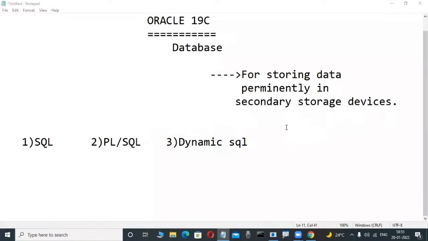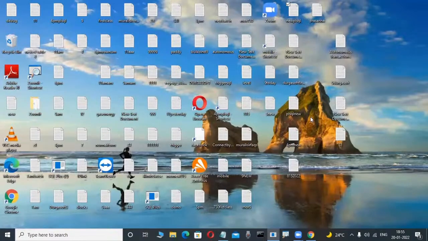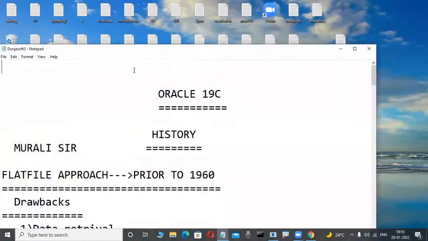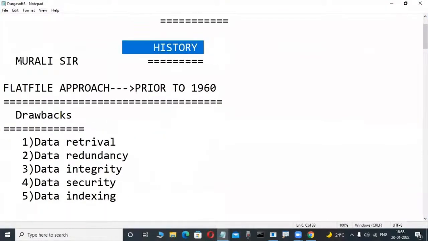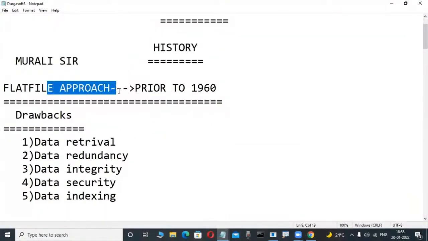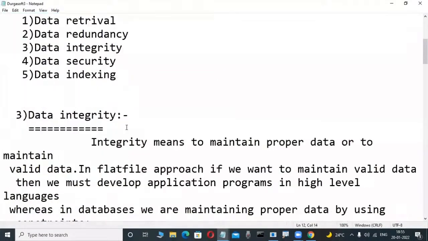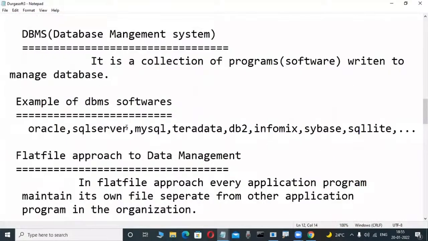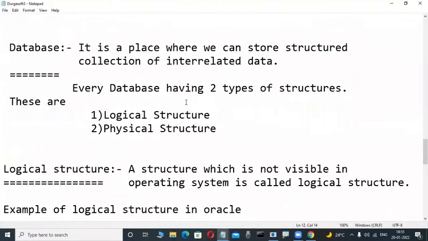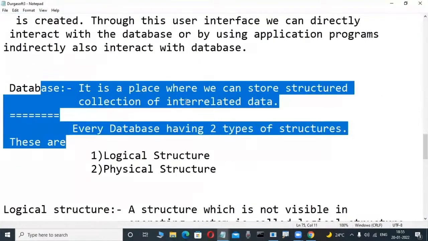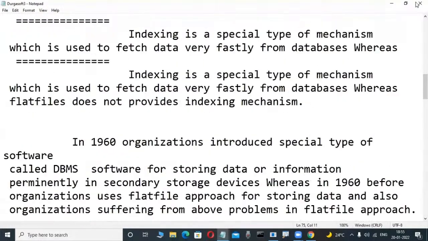In this course, we are covering SQL, PL/SQL, and dynamic SQL along with this. Yes, and one of these days, history also we are telling. In the olden days there was the flat file approach. What are the drawbacks, we learn in the middle of the course. Then what is a database? What are DBMS and RDBMS, and what are the differences? These are all the things we are learning one of these days.